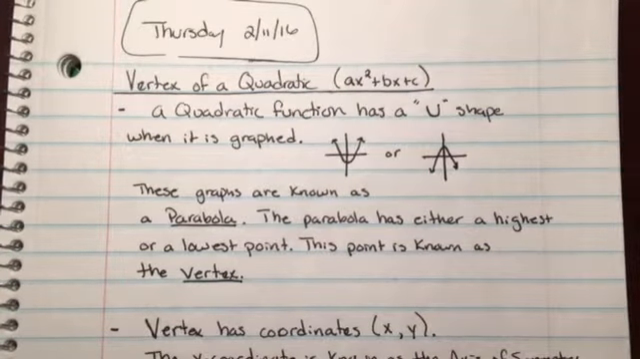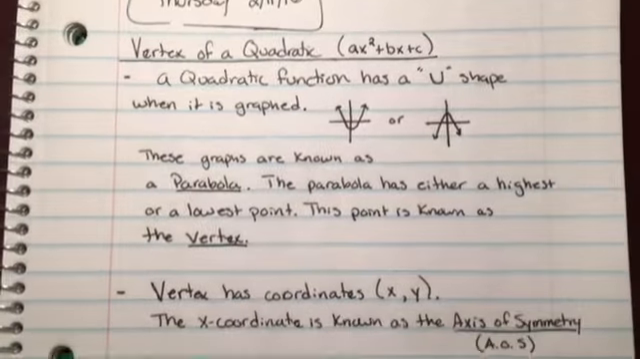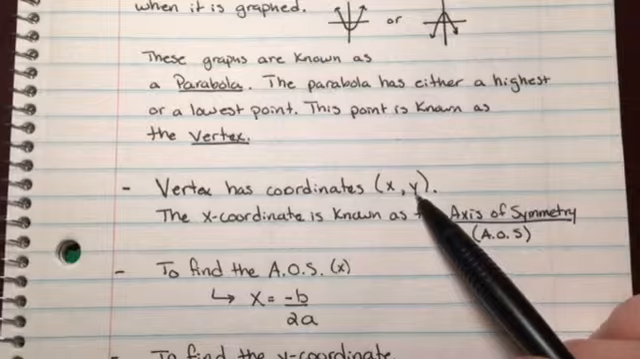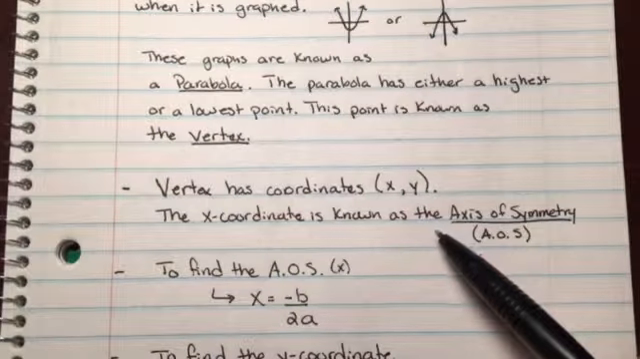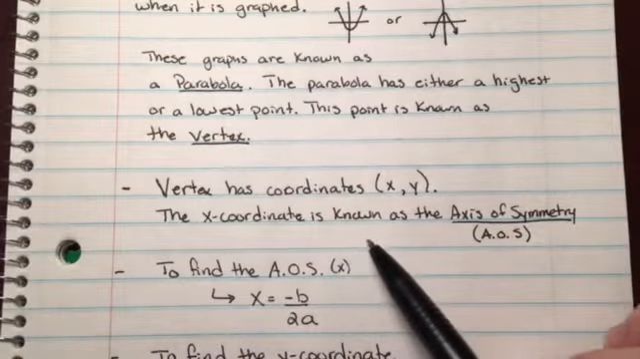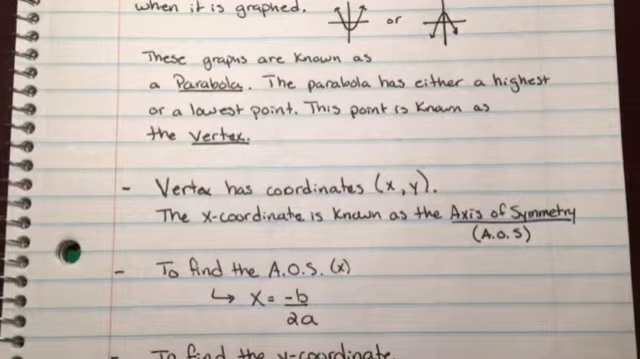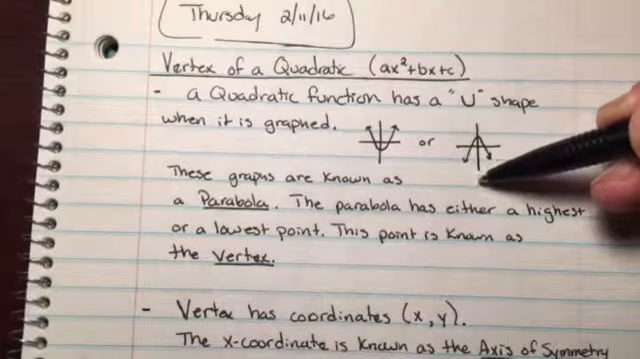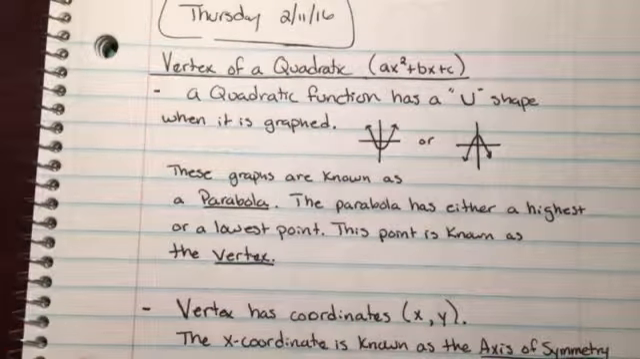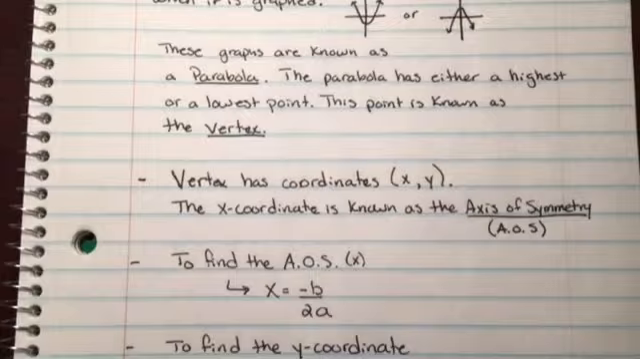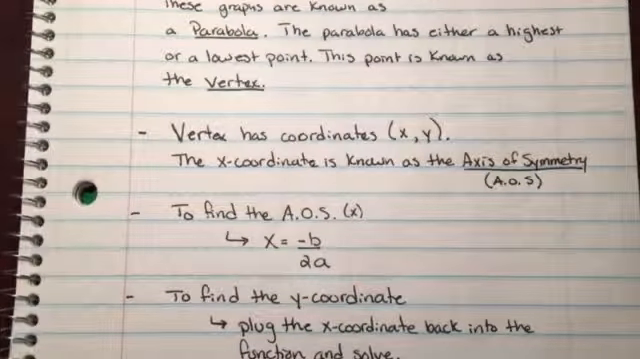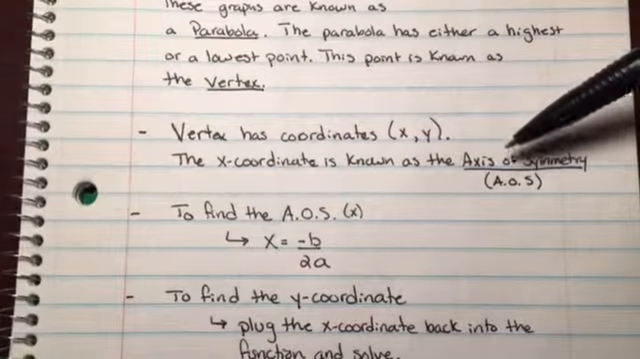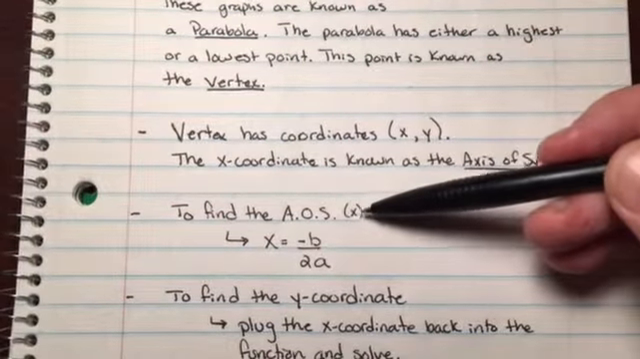Okay, so a vertex, because it's a point, it's going to have some coordinates. Those coordinates are an x-coordinate and a y-coordinate based on its location. The x-coordinate is known as the axis of symmetry. It's kind of an imaginary line that cuts right down through the center, making the two sides symmetric because it cuts right through the middle. Hence, axis of symmetry.